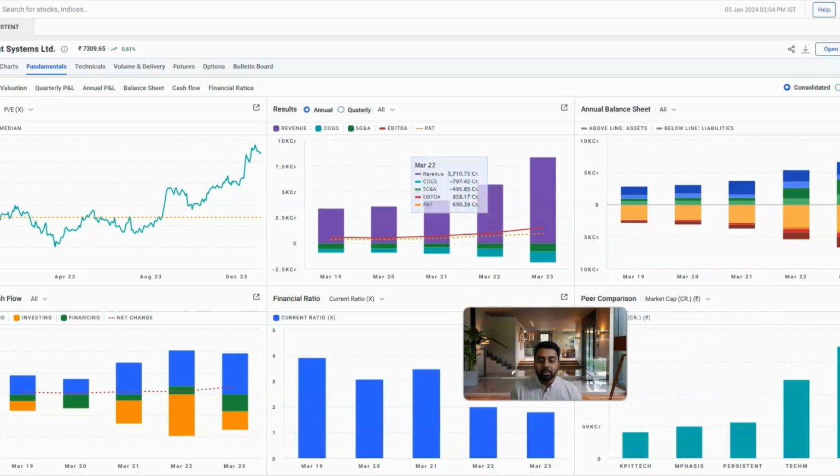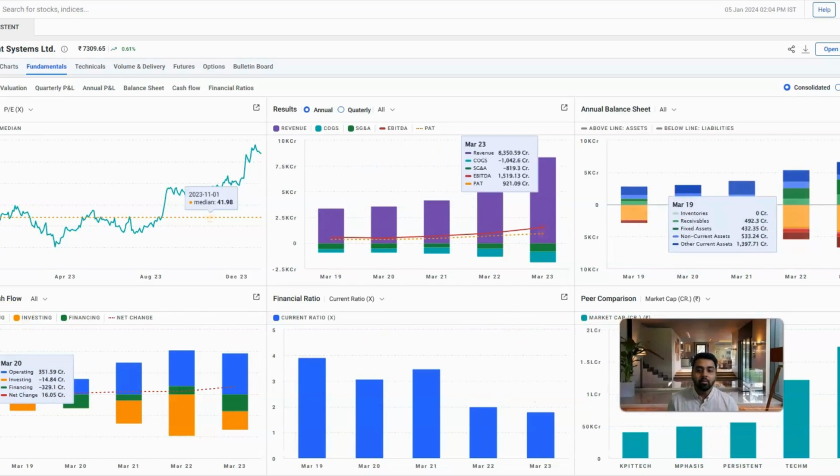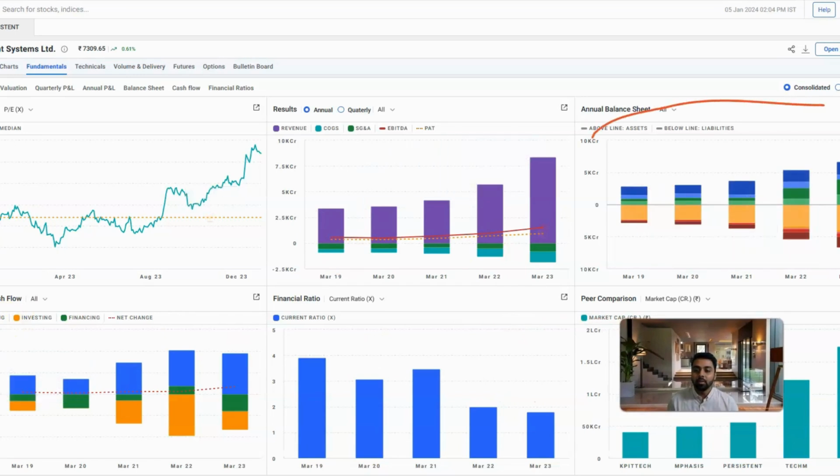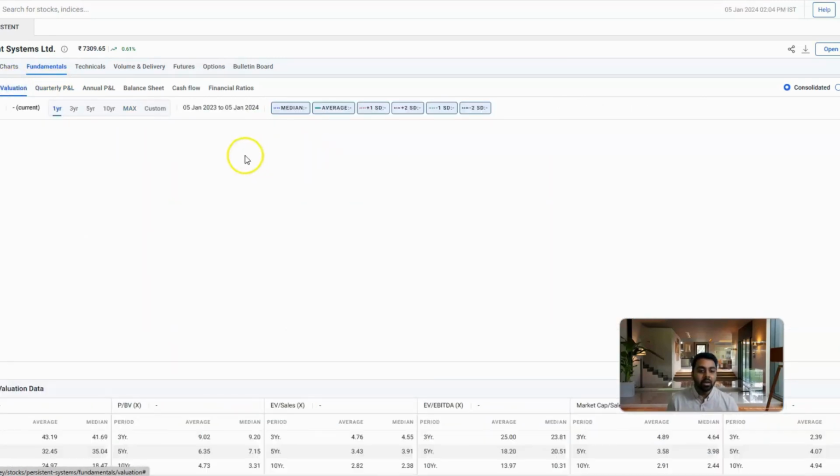So this is the second thing which I typically look for, and largely I look at the balance sheet because this megaphone pattern assures me that the company is growing. Now, the next is basically the valuations.